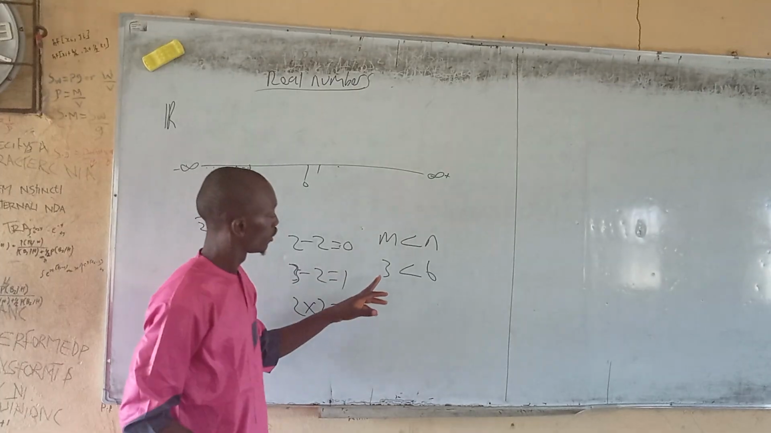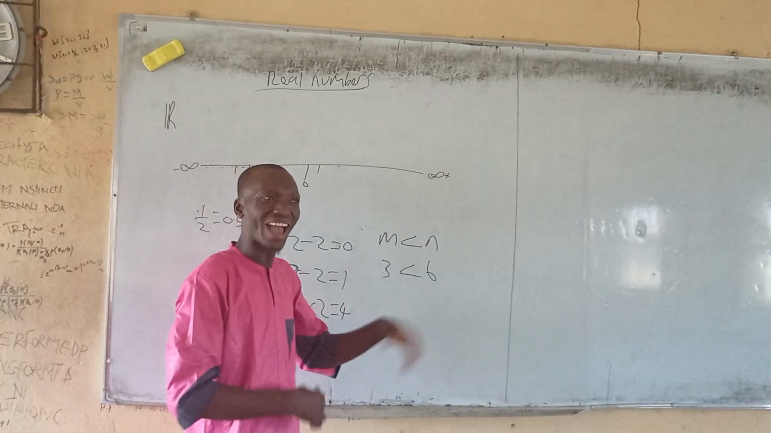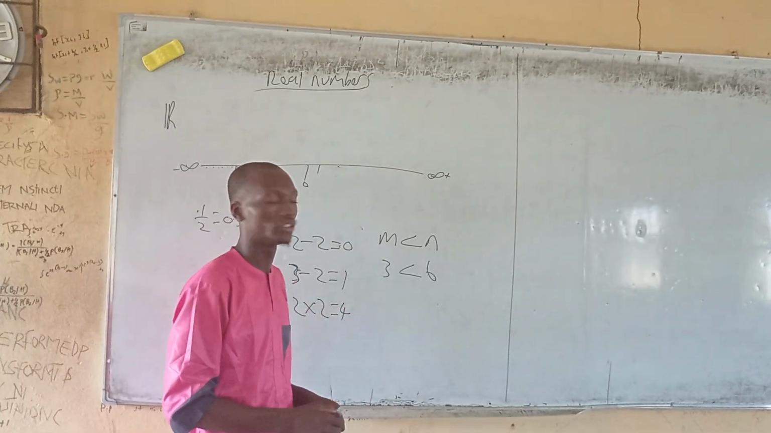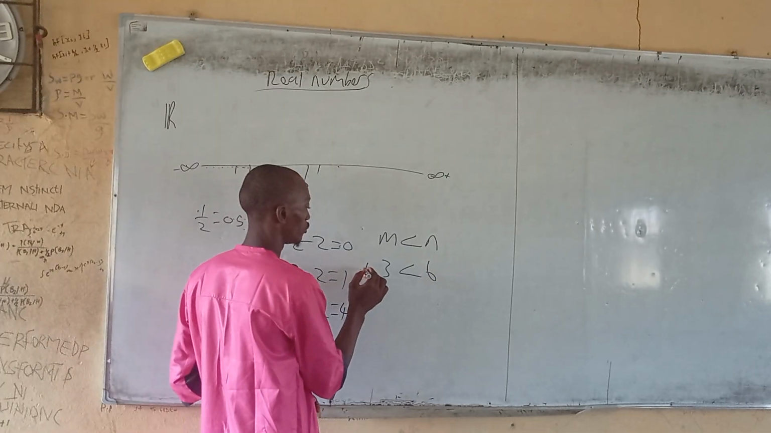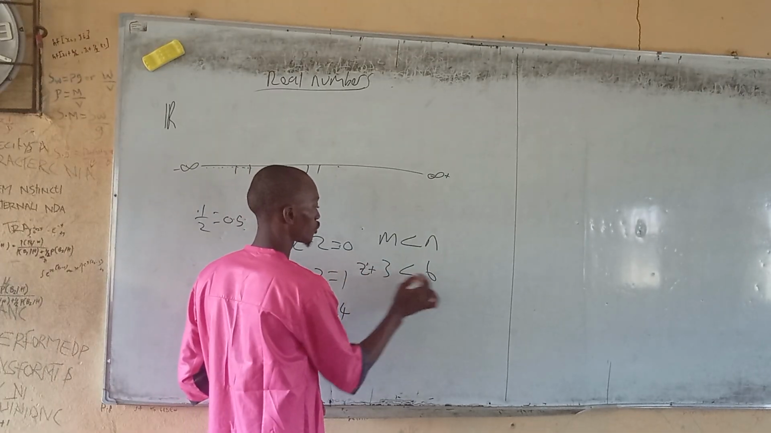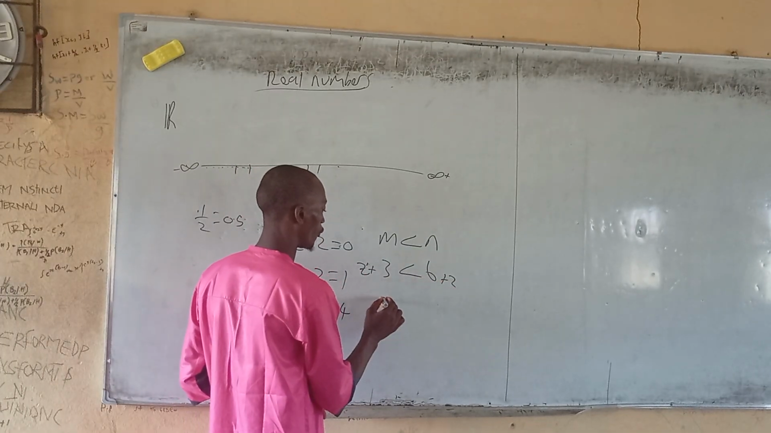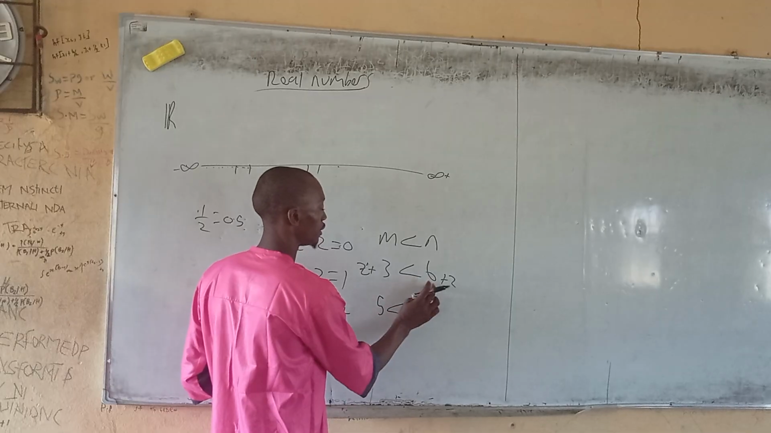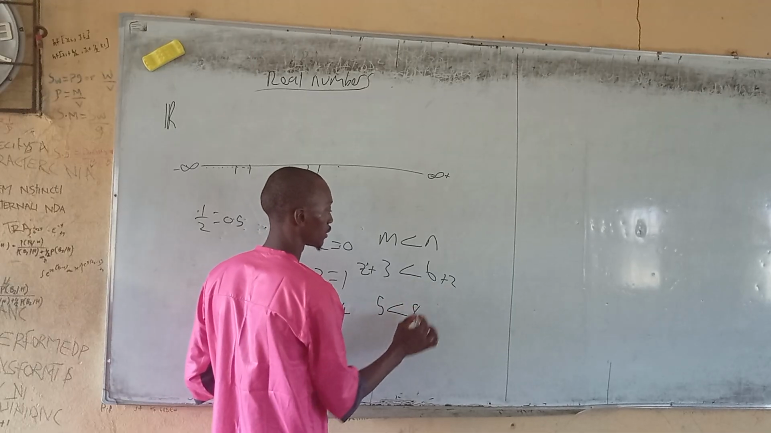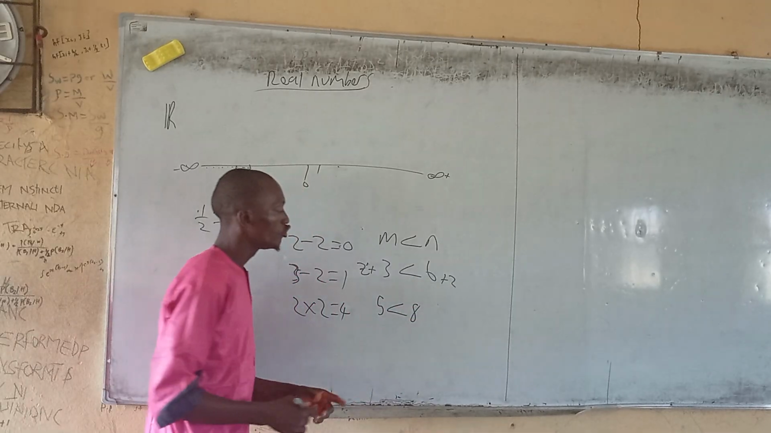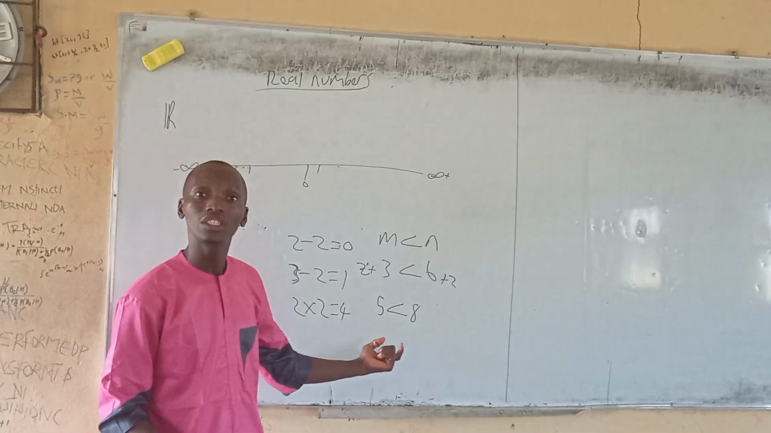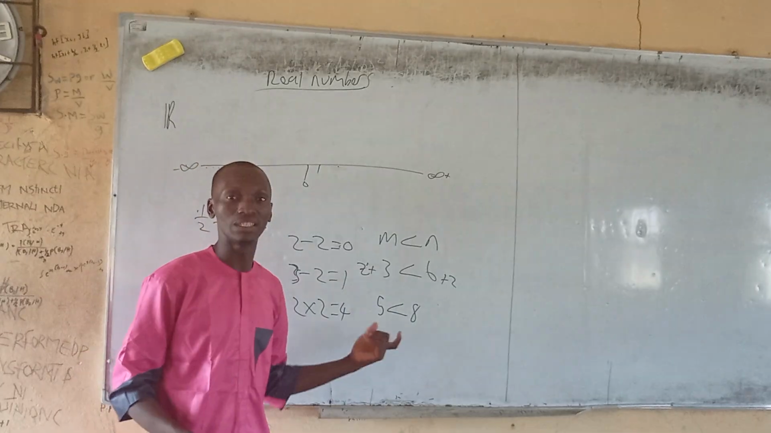Now, if 3 is less than 6, let's add 2 to both sides. Here is plus 2. 2 plus 2, here will now be 5. It's less than 8. You can see, no matter what you add to it, the inequality will still remain the same.